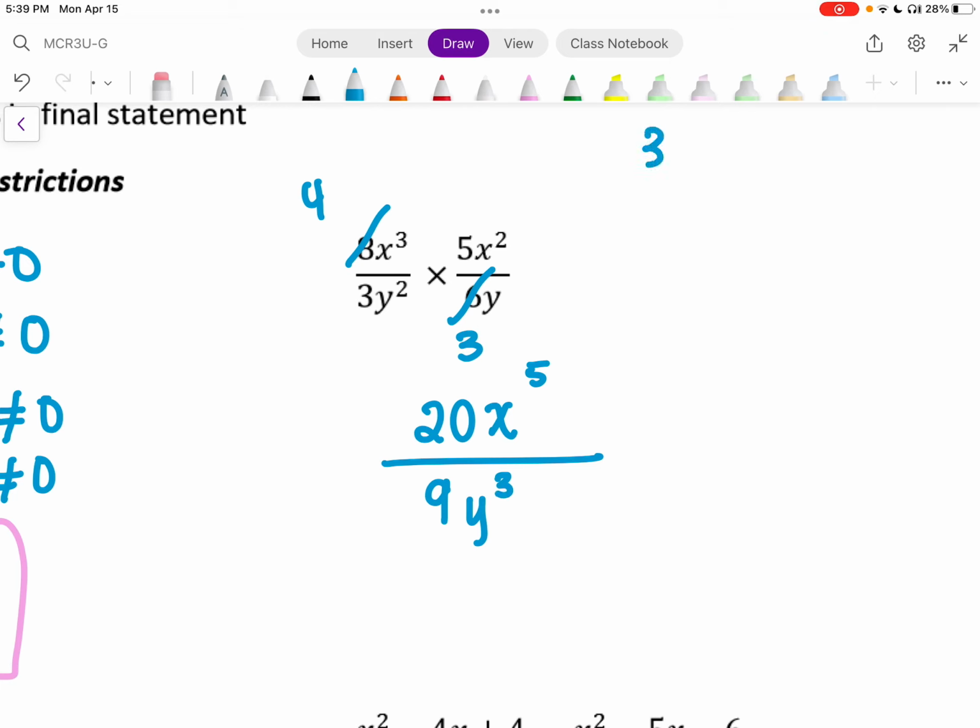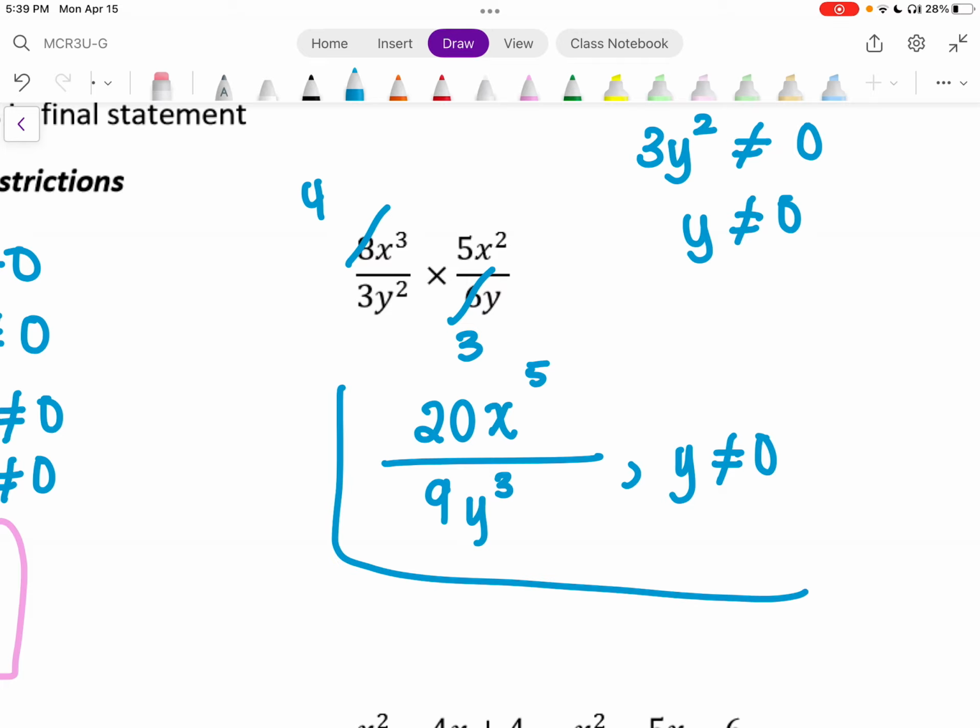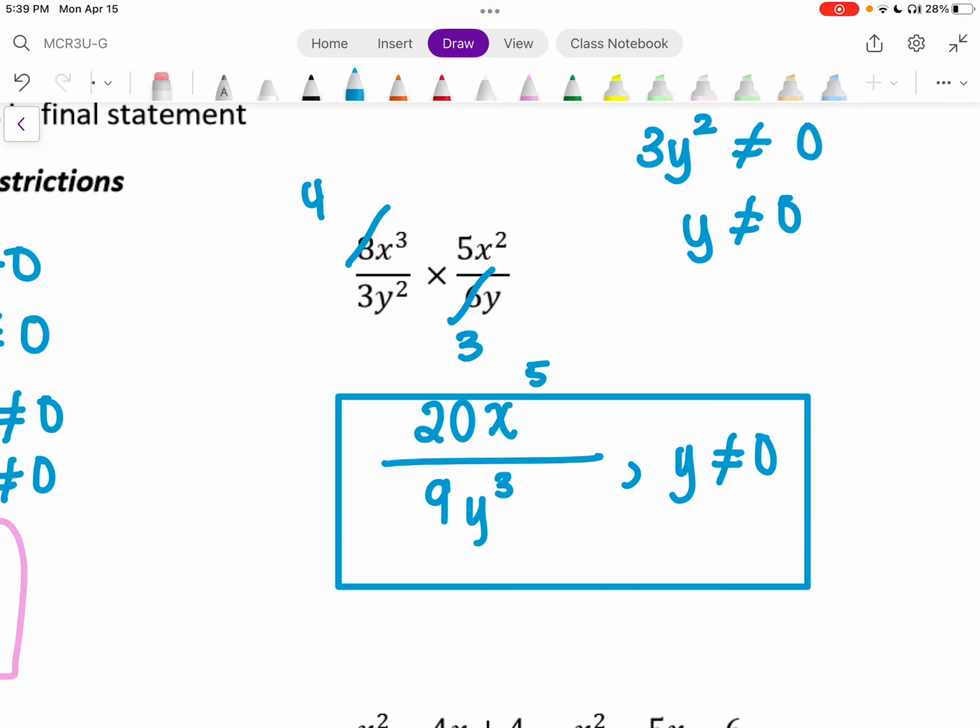I also need to make sure that I state my restrictions. Cannot equal 0, so I know y cannot equal 0. And then 6y cannot equal 0, y cannot equal 0 in that situation too. So it's just y cannot equal 0. And that's going to be my final statement.